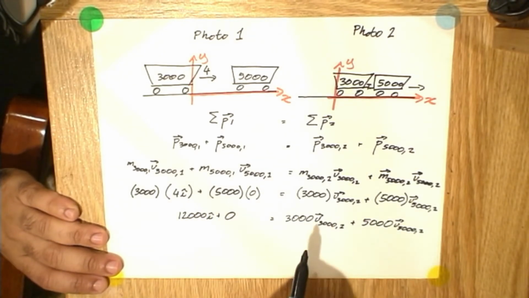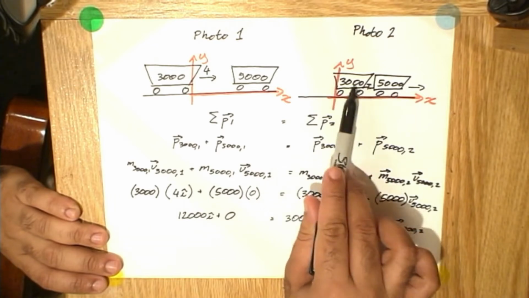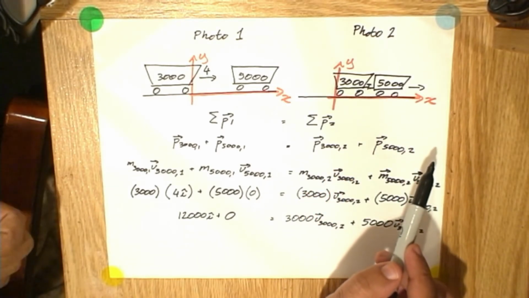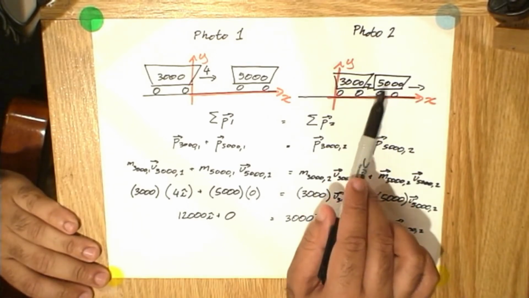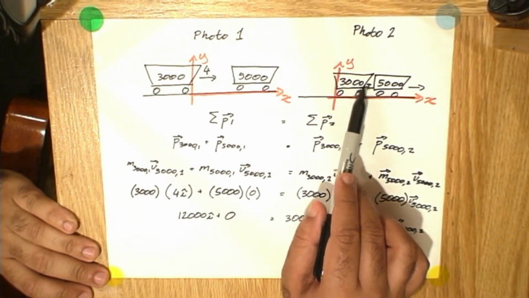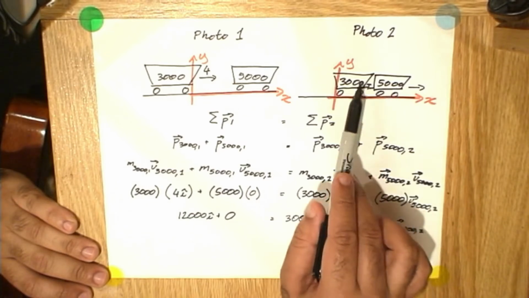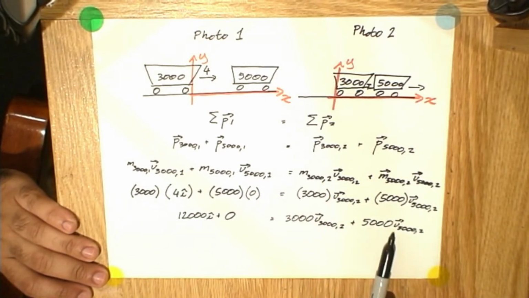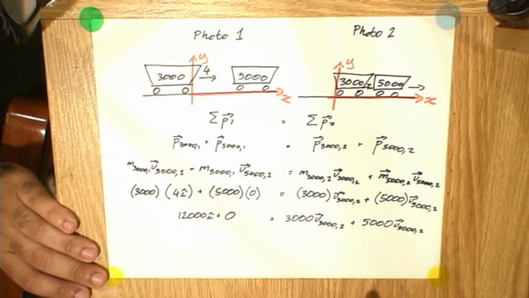But there's another simplification. These two objects are moving together. That means they have the same velocity. In photo 2, the 3,000 kilogram rail car and the 5,000 kilogram rail car have the same velocity. That means that this velocity over here and this velocity over here are the same thing. And whenever that is the case, you can factor it out of this expression and just call it V final and put it out front. So that would look something like this.